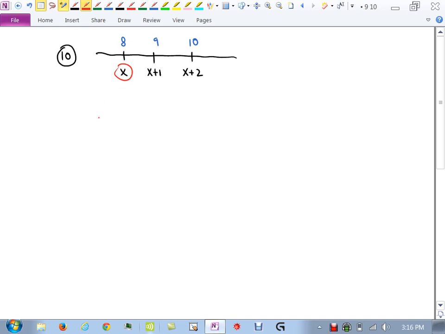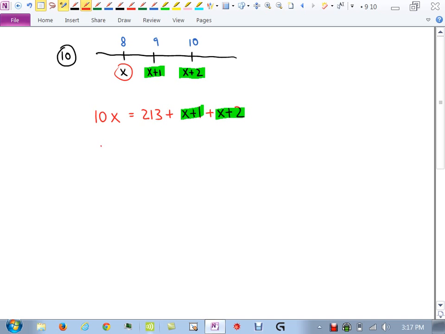So the smallest we know would be x. So 10 times x is 213 more than the sum of the larger 2. So it's the sum of those 2. So I would say plus the sum of this, that's the first one, plus the second one. So this and this are the 2 larger integers. We have 213 more than the sum of the 2 larger integers.